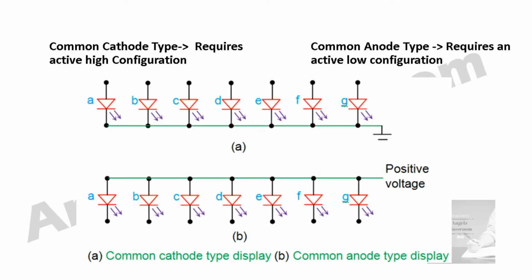So here are two diagrams. The first one is the common cathode display, which is connected to ground, and the next one is the common anode supply, where it is connected to the positive voltage.